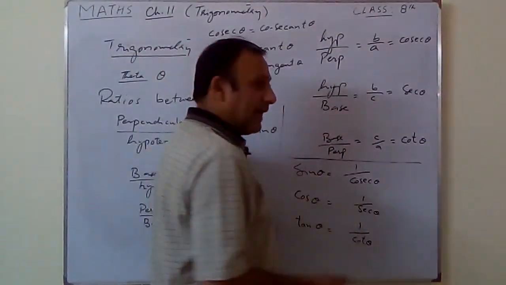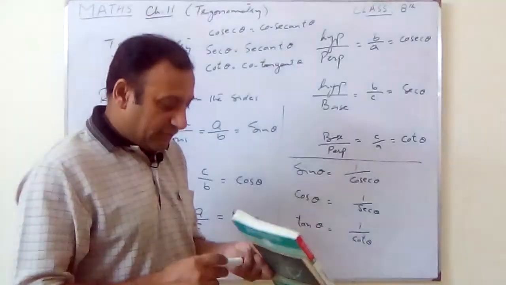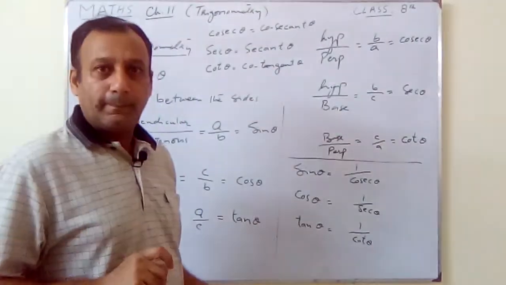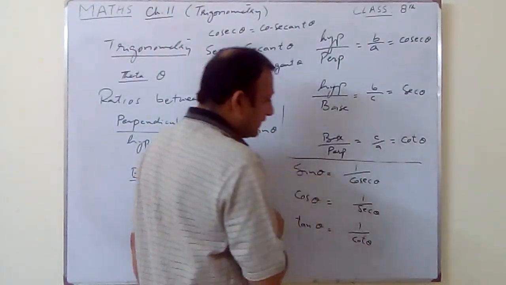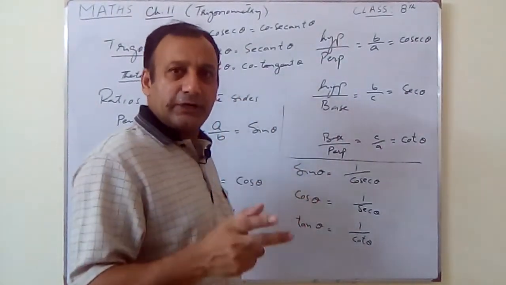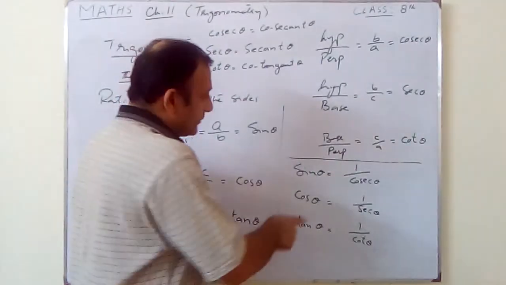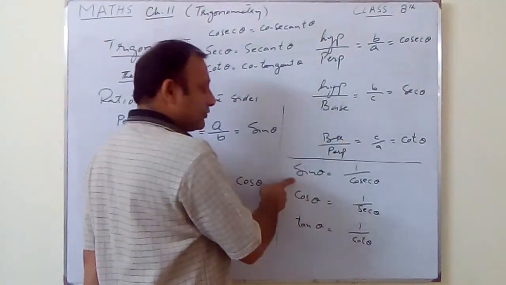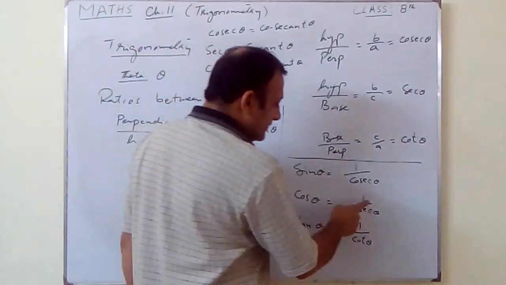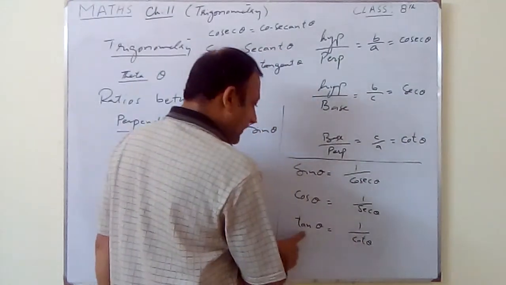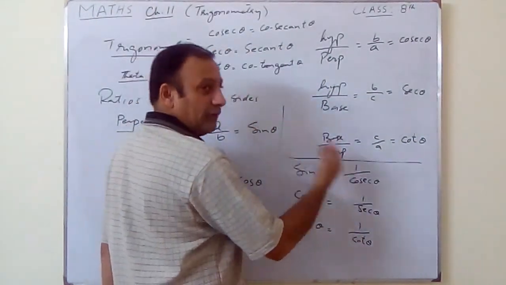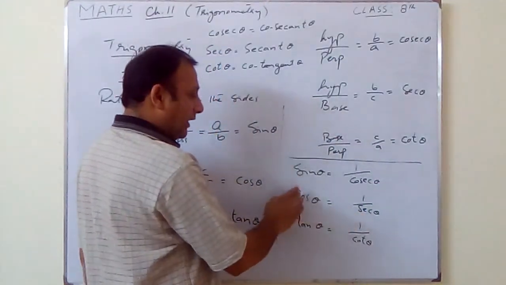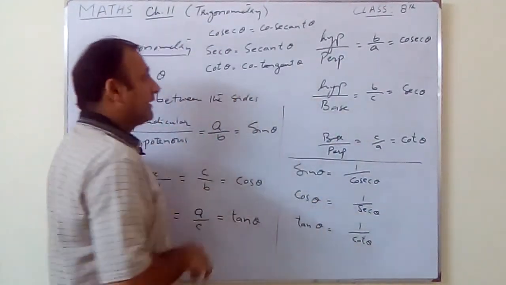Reciprocal means that when we write 1 over sin theta, 1 over cosecant theta, we change the numerator and denominator. So 1 over cosecant is equal to sin theta, cos theta is equal to 1 over secant theta, tan is equal to 1 over cot theta, or cosecant theta is equal to 1 over sin, secant is equal to 1 over cos, cot is equal to 1 over tan.